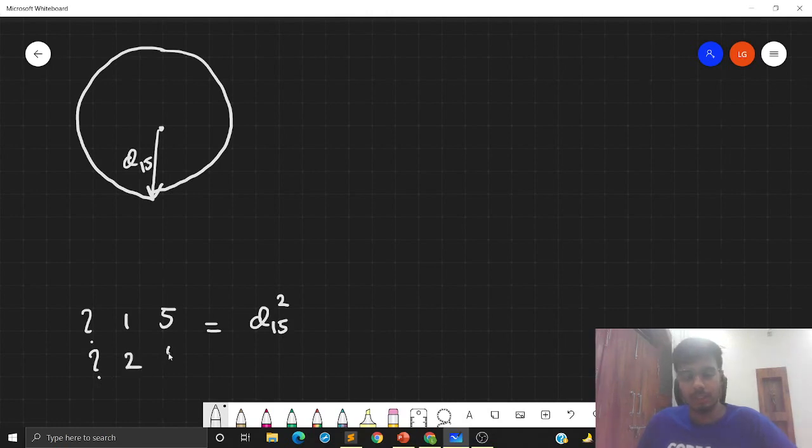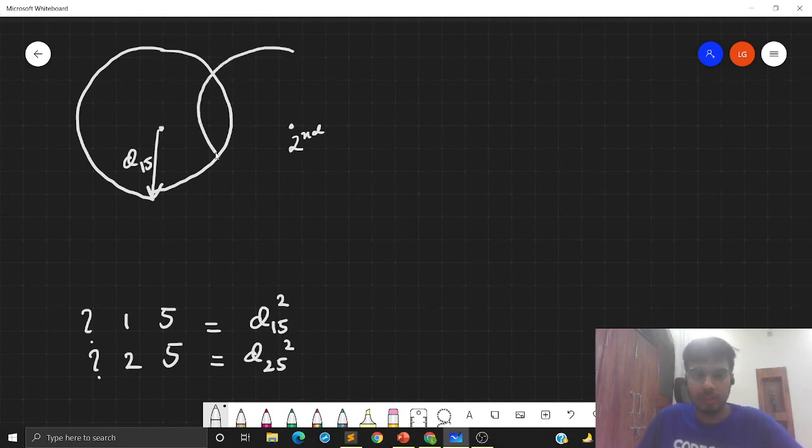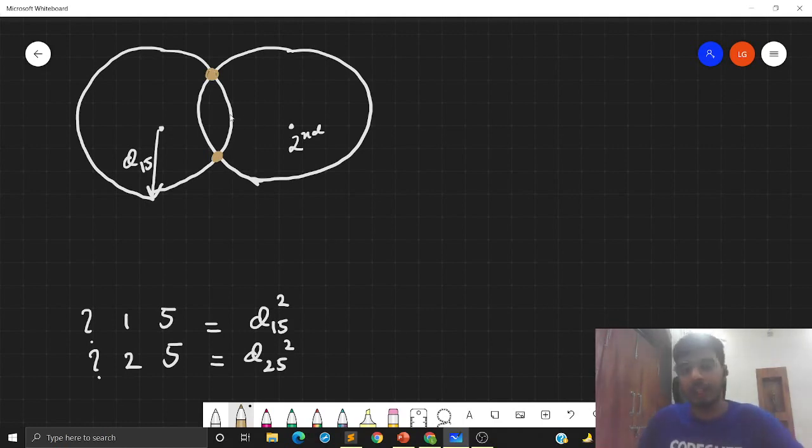But if I ask the second query, question mark 25, then I will get some answer again. And what does this mean? That if I draw a circle taking the second point as the center and d25 as the radius, this circle will represent the possible coordinates for the fifth point, right? Now we can see that two circles can intersect at most at 2 points, and we can say that the fifth point will be either this point or this point.